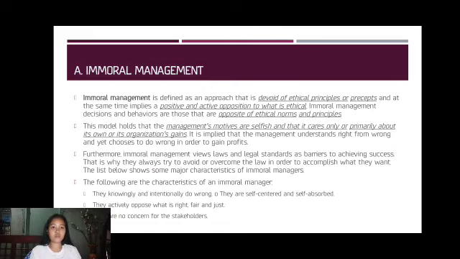So the list below shows the major characteristics of an immoral manager. First, they knowingly and intentionally do wrong. They are self-centered and self-absorbed. They actively oppose what is right, fair, and just. They have no concern for the stakeholders.